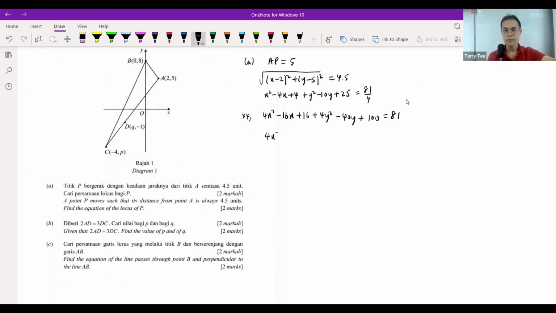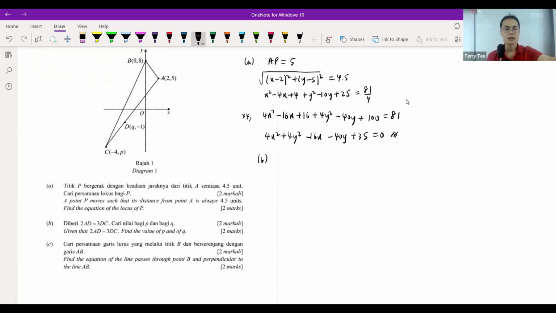This is 4x squared plus 4y squared minus 16x minus 40y. All right. 100 minus 81 is 19. 19 plus 16, that is 35. You can't do mentally, just use your calculator. All right, that is the first part.